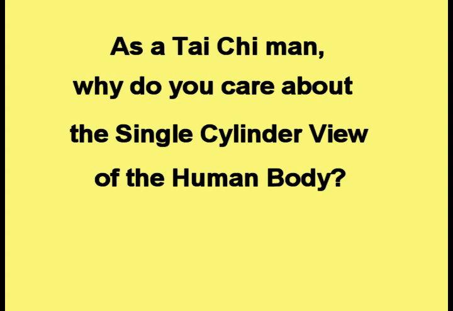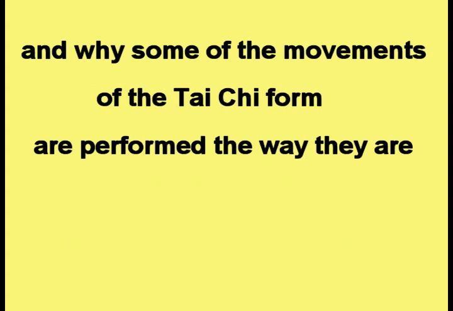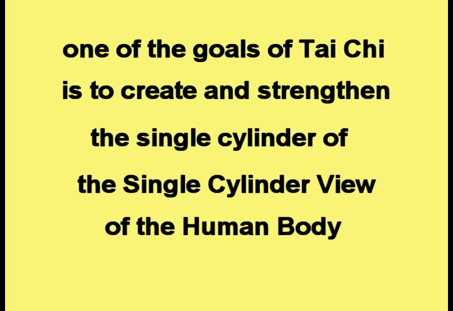As a Tai Chi man, why do you care about the single-cylinder view of the human body? Because the single-cylinder view of the human body can be used to explain what some of the goals of the practice of Tai Chi are, and why some of the movements of the Tai Chi form are performed the way they are. According to Happeh theory, one of the goals of Tai Chi is to create and strengthen the single cylinder of the single-cylinder view of the human body.